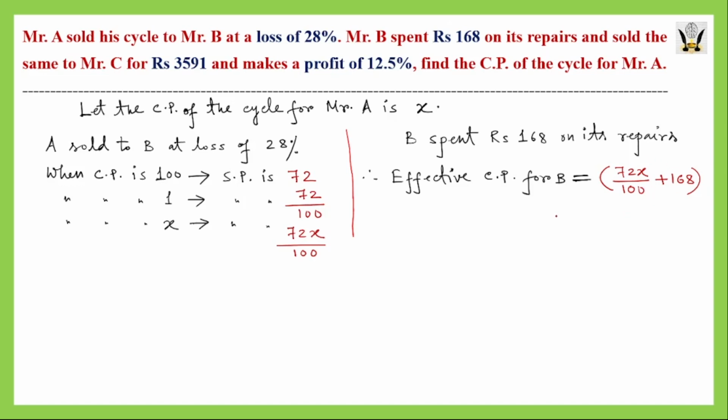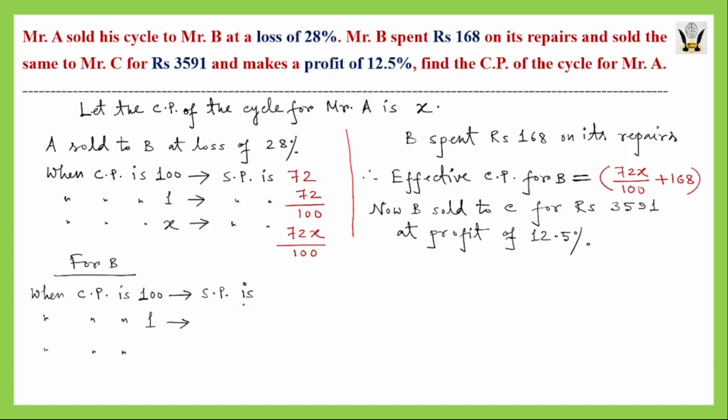Now next what happened was Mr. B sold the same cycle to Mr. C at rupees 3591 and he made a profit of 12.5%. So this is the cost price for Mr. B. So now the cost price of the same cycle, if it is 100, then selling price will be what? He made a profit of 12.5%. So if the cost price is 100, then the selling price will be 12.5 more than 100.